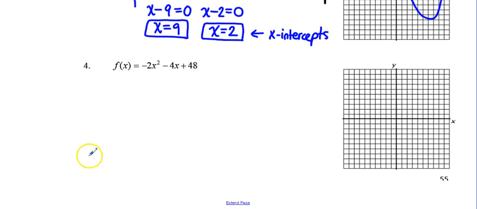Let's decide on the GCF for number 4 together, and then you are going to be on your own to finish it, and then we'll compare answers with each other when you're done. So first, let's make sure we set it equal to 0. And sometimes there might not be a GCF, but sometimes there is. So let's see. Negative 2, negative 4, and 48.